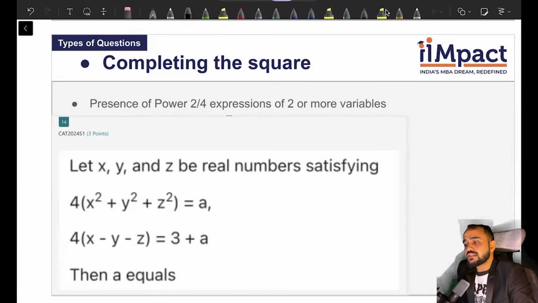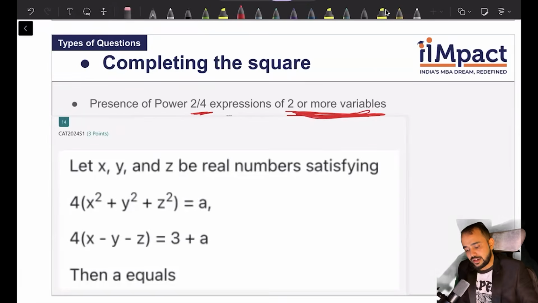If you have presence of powers of 2, 4, etc. for two or more variables, so the first thing that we identify is, when we are trying to complete the square, if you are given two or more variables and if you have presence of even powers, 2 or 4, then probably completing the square is the method that we are going for. First, let us look at it like this.